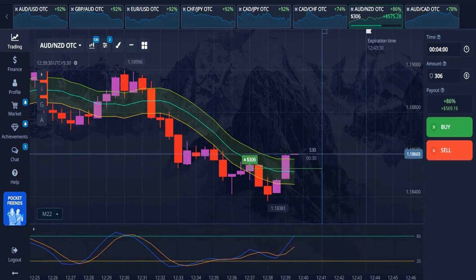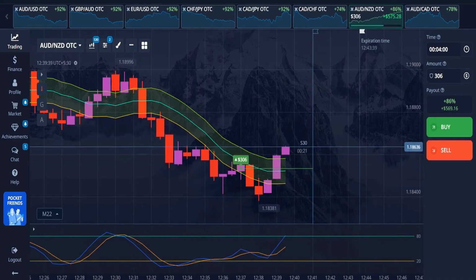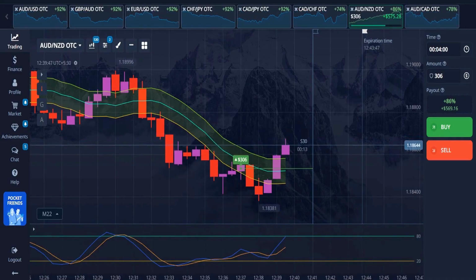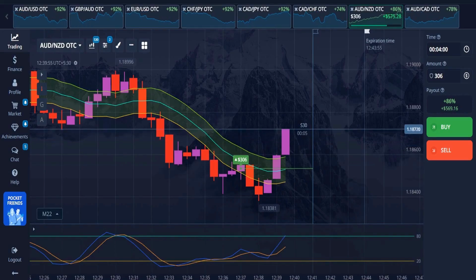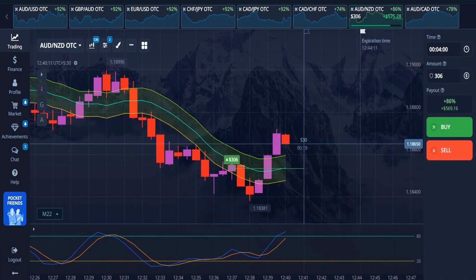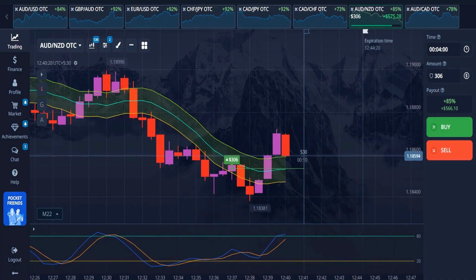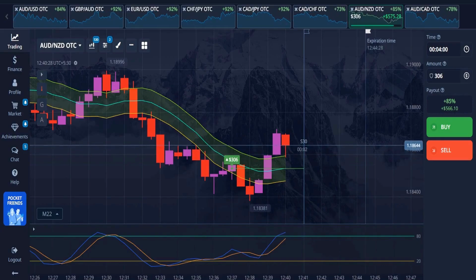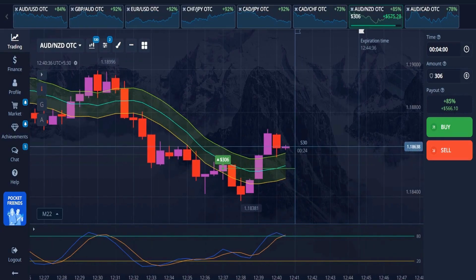With all three confirmations, I confidently entered a buy trade with a 4-minute expiry. Let's watch this trade together and see how it plays out in real time. This setup is a great example of high probability entries. You're not just guessing, you're following clear signals with logic and patience.